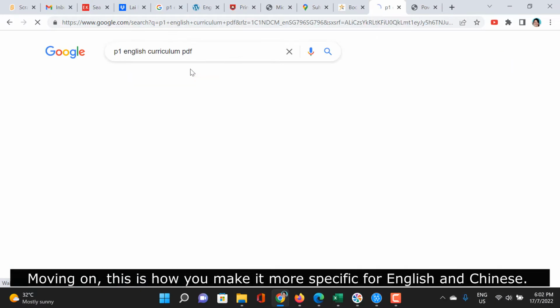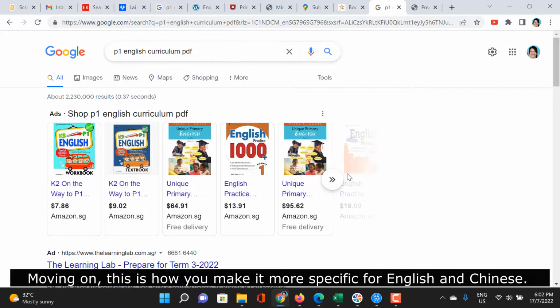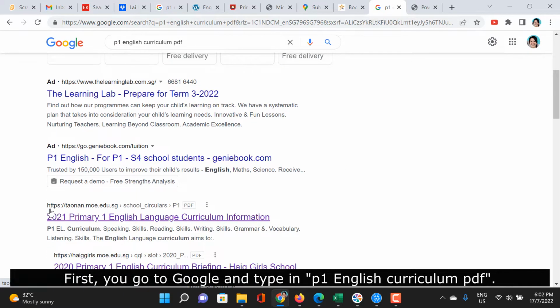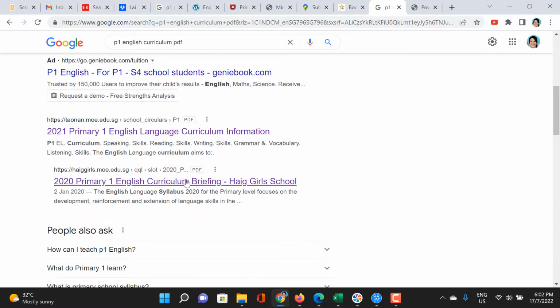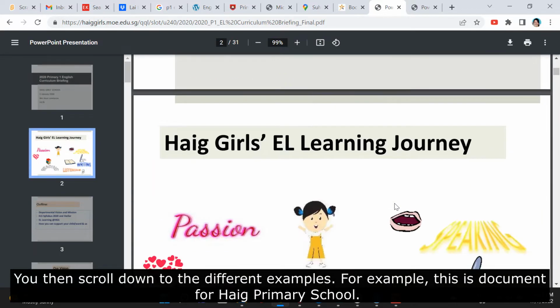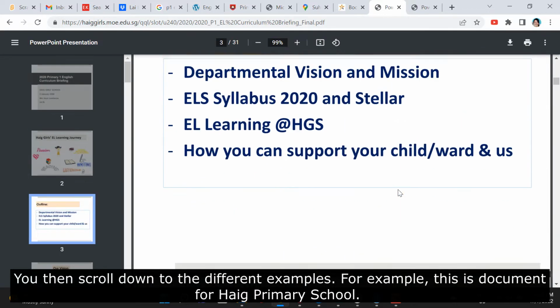Now moving on, right, this is how to make it more specific. So you just go to Google, type in P1 English Curriculum PDF. So again, as I told you, we only need to do this for primary 1 and English and mother tongue language only. So you have to go down to see these examples, right?